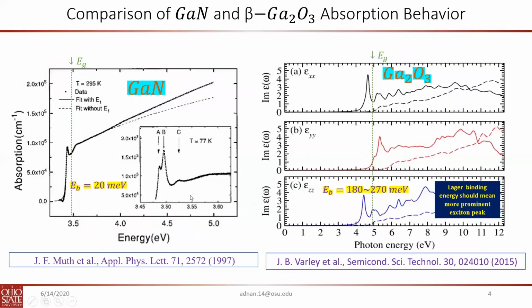Due to the success of the XFK model in gallium nitride, we wanted to see if it can be used for beta gallium oxide as well. You can see that for gallium nitride, the exciton peak below band gap is much smaller compared to the exciton peak shown for gallium oxide. This happens because the binding energy of gallium nitride is much smaller than the binding energy of gallium oxide. So we can hope that in gallium oxide, we can see the XFK effect more prominently.